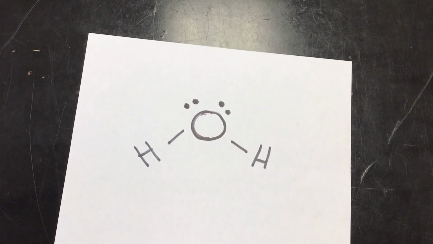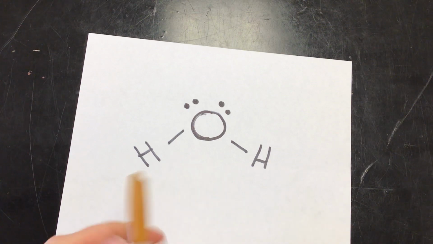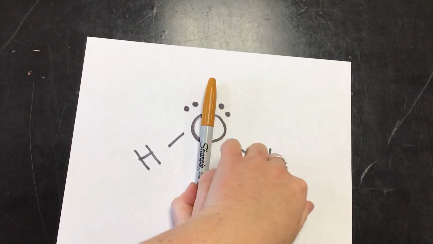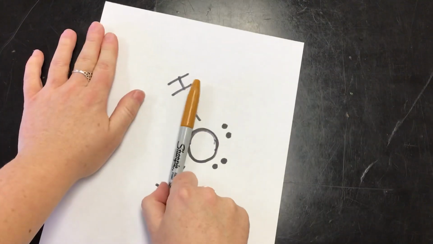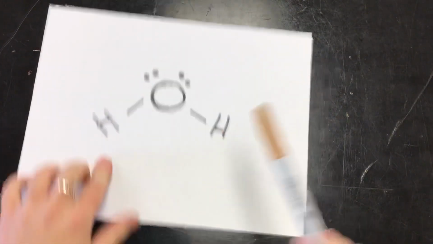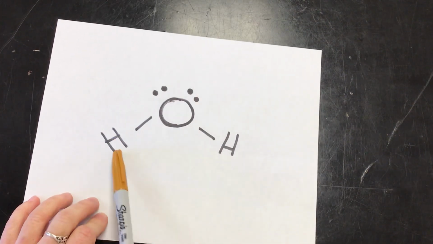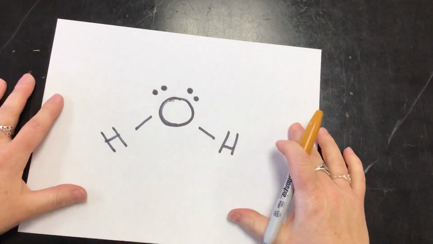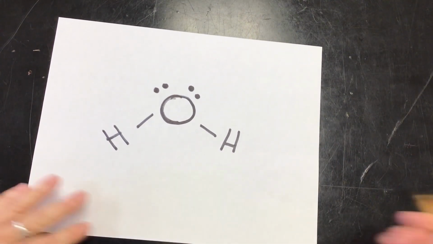So the next thing we ask ourselves is, is the molecule symmetrical or asymmetrical? This molecule, we could divide it this way, and it is the same on both sides, but it is not the same if we divide it this way. We have oxygen on one side, we have these hydrogens on the other side. Because of that, this molecule will end up being polar.